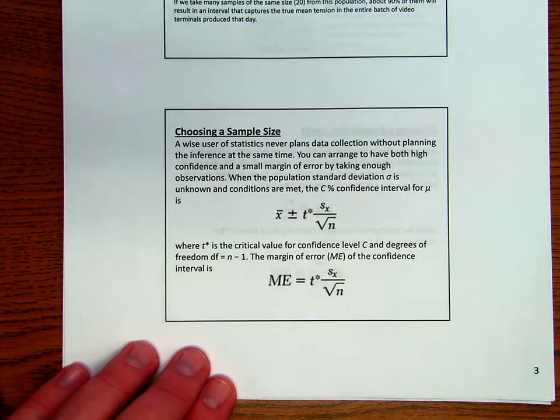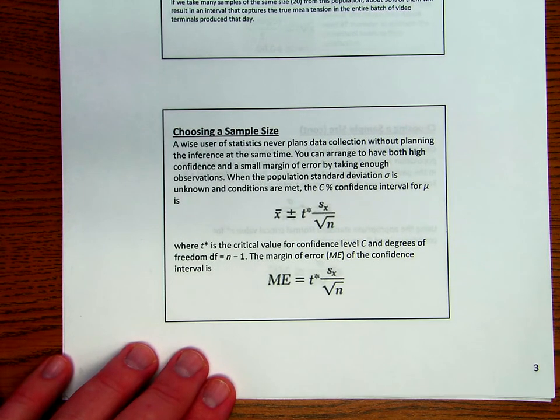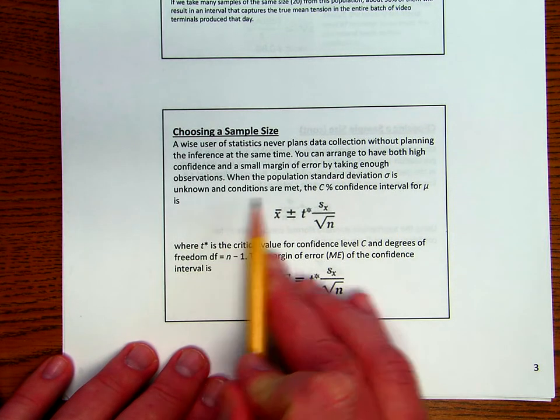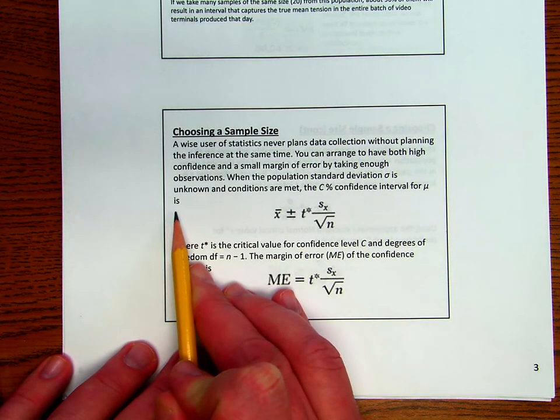A wise user of statistics never plans data collection without planning inference at the same time. You can arrange to have both high confidence and a small margin of error by taking enough observations. When a population standard deviation sigma is unknown and the conditions are met, the C% confidence interval for mu is.